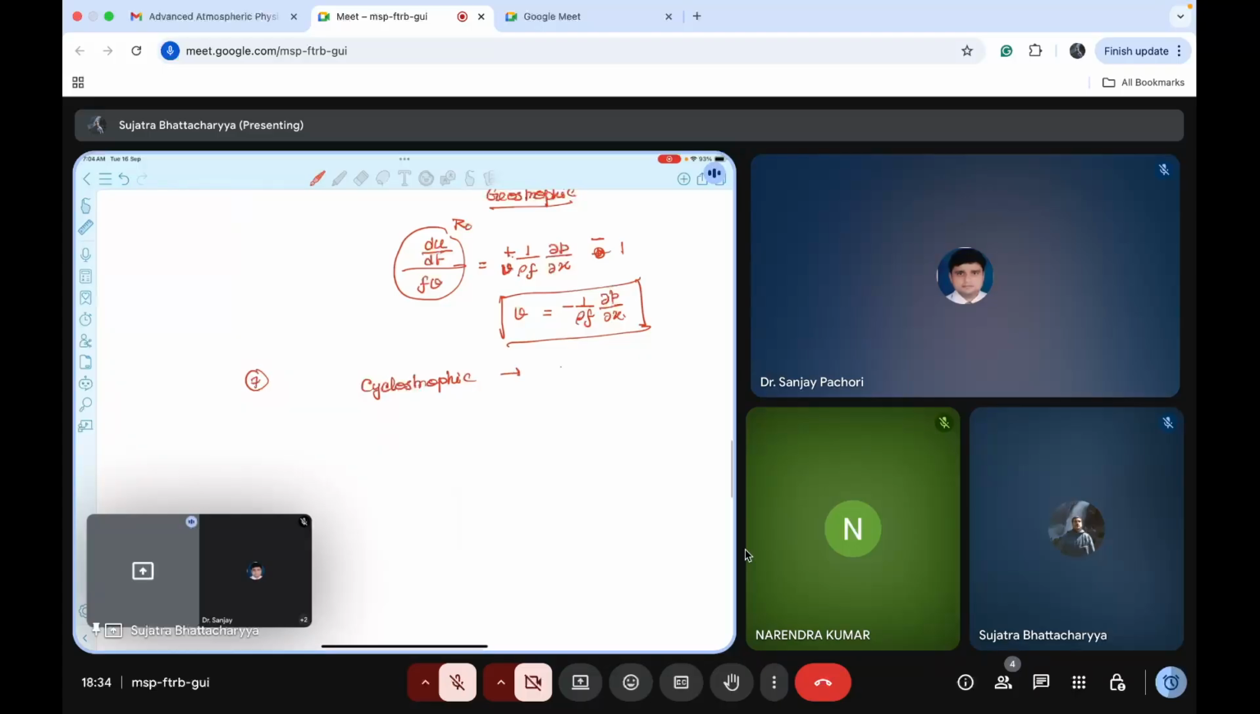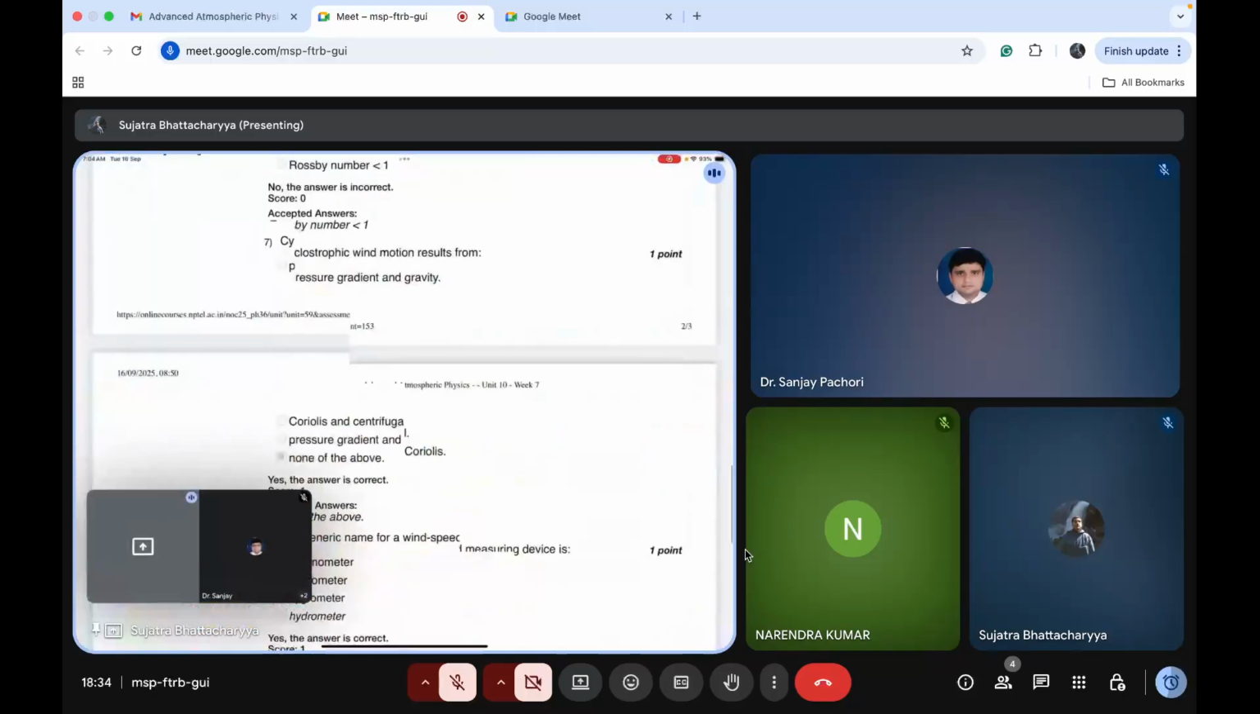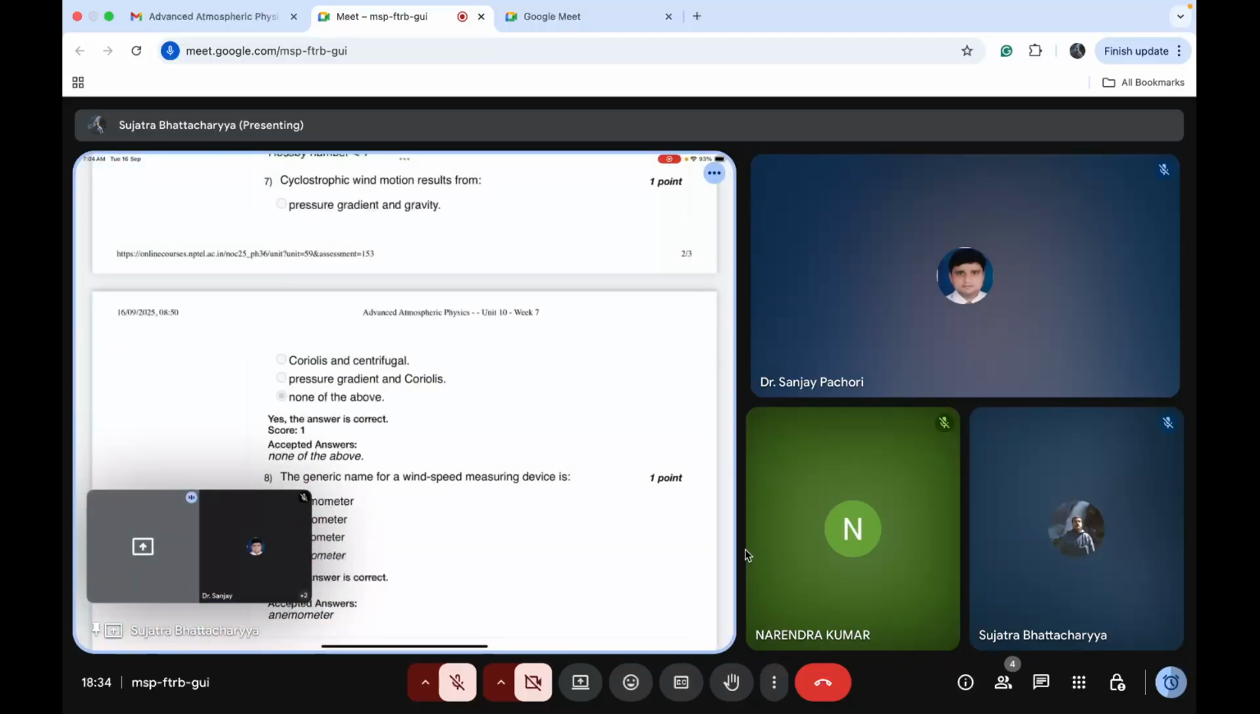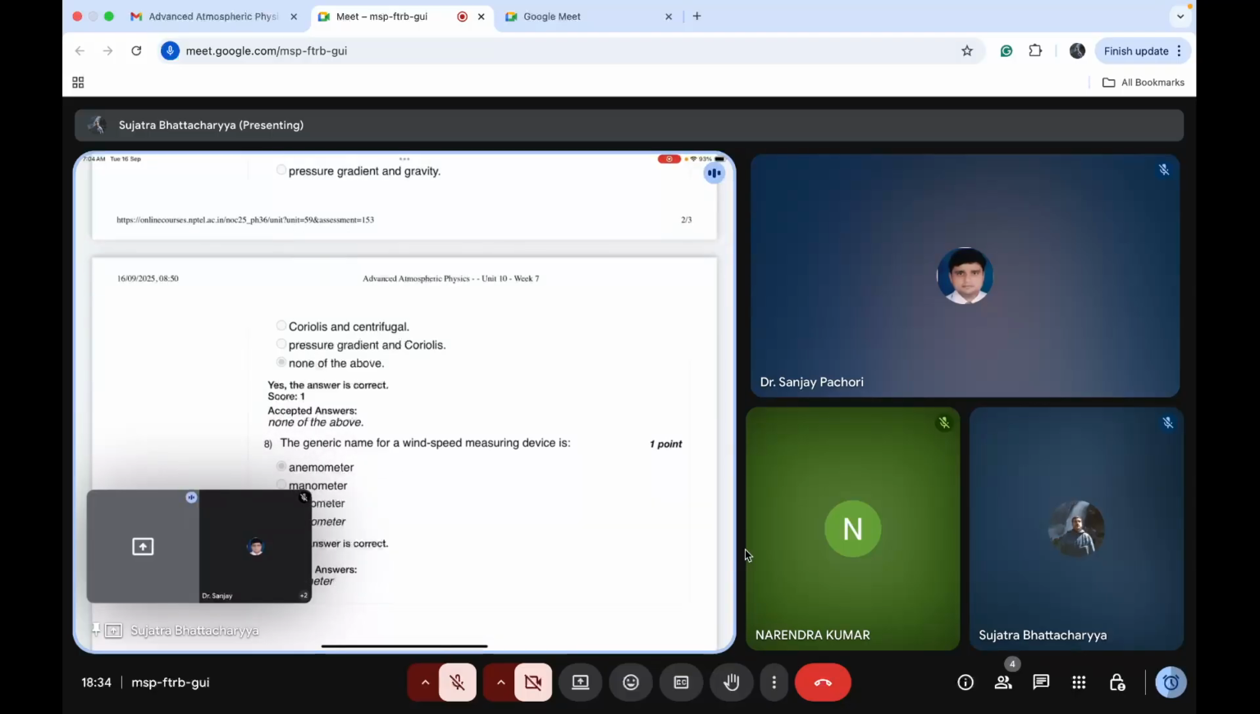The cyclostrophic balance is the balance of pressure gradient force and centrifugal force. This happens when the Rossby number becomes much greater than 1. So for that, this is the balance. If you look at the question, pressure gradient, and so none of the above is the correct option because none of the options have this.